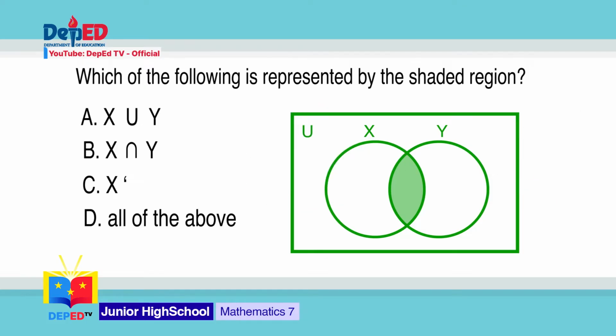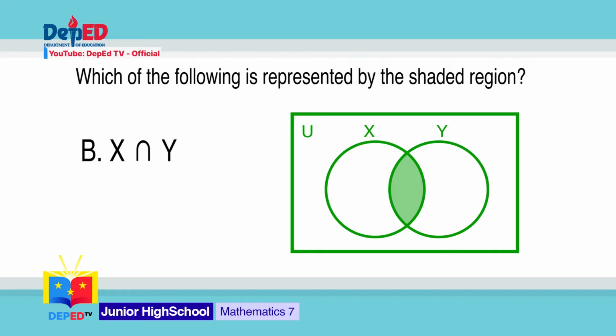So, what is your answer? Right! The correct answer is letter B. The shaded region is the area where these circles overlap. This is called the intersection of the two sets X and Y.